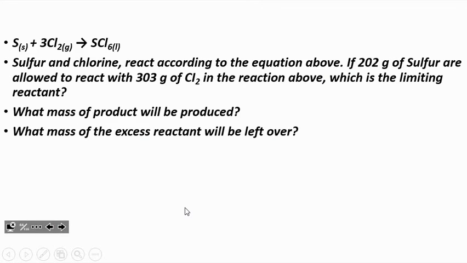The next one we have here, we're dealing with sulfur and chlorine. We're reacting to form sulfur hexachloride. So we have 202 grams of sulfur reacting with 303 grams of chlorine. What's the limiting reactant, what's the mass of the product, and what's the excess reactant that will be left over? So this is a perfect equation for our BCA tables.